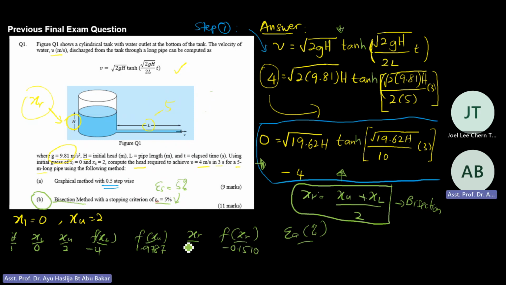Okay, now to decide whether XR is to be the next XU or XL. From the latest method that I mentioned, here FXR is negative. So this negative value will replace the negative value. So previously, FXR is negative, right? So for the second iteration, FXR will fall under FXL. So since it falls under FXL, XR will be XL.